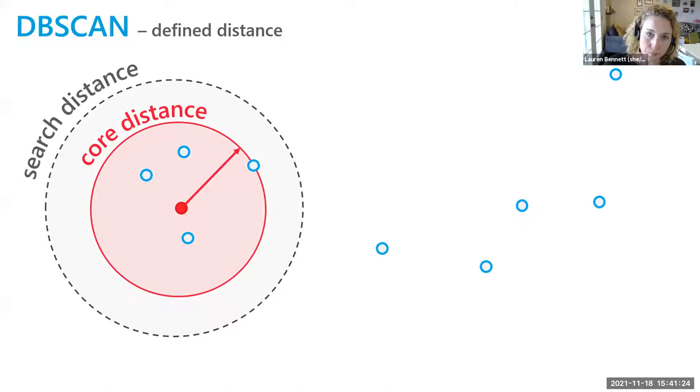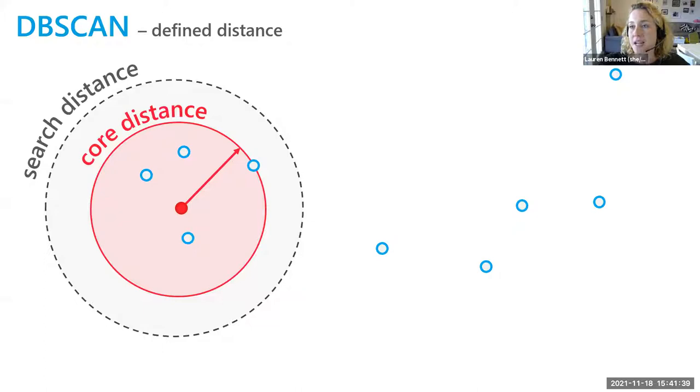Then there's this concept of a search distance within DBSCAN, because you're saying, I know that I want to find 5 neighbors, I need 5 features in a cluster. And if they're beyond 100 meters, then it's too far to look, not a cluster. And so that search distance is that 100 meters.